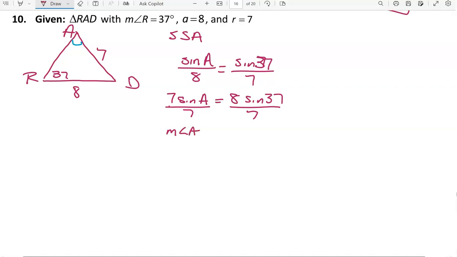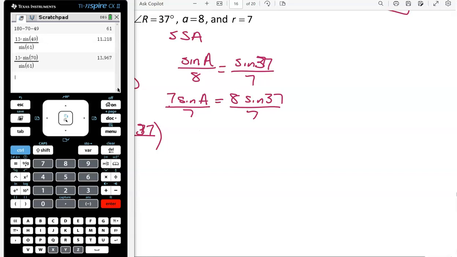So the measure of angle A is equal to the inverse sine. And I need to be prepared for two solutions, so I'm going to move this over to this side. Measure of angle A is equal to the inverse sine of 8 times the sine of 37 degrees divided by 7. What we have to remember is that inverse sine will give us an acute angle when we put it in the calculator, and when sine is a positive number, there are two solutions between 0 and 180 that are valid. The calculator is only going to give us one of those.